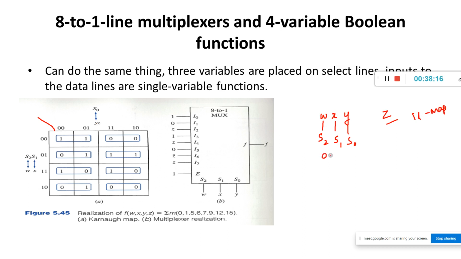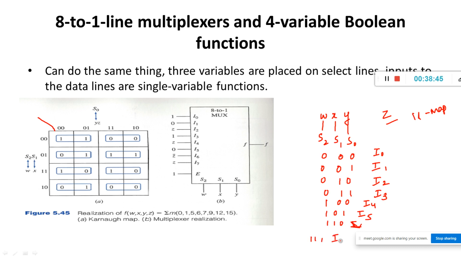Okay, so S2, S1, S0 all should be 0, 0, 0. That will be the I0 map. 0, 0, 1 will be the I1 map. 0, 1, 0 will be the I2 map. 0, 1, 1 is the I3 map. 1, 0, 0 is the I4 map. 1, 0, 1 is the I5 map. 1, 1, 0 is the I6 map. 1, 1, 1 is the I7 map.